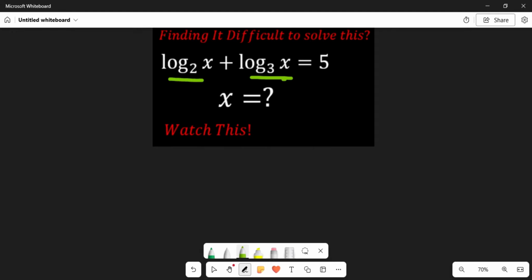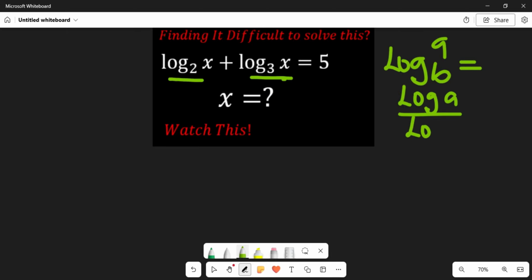Now, for us to begin, I want you to keep in mind these simple logarithm expressions. They're going to go a long way in helping you solve this question. Number one, if you have the log of a base b, this can simply be equal to the log of a divided by the log of b.